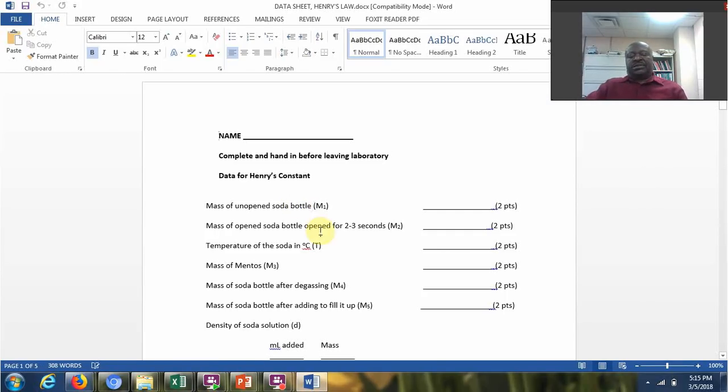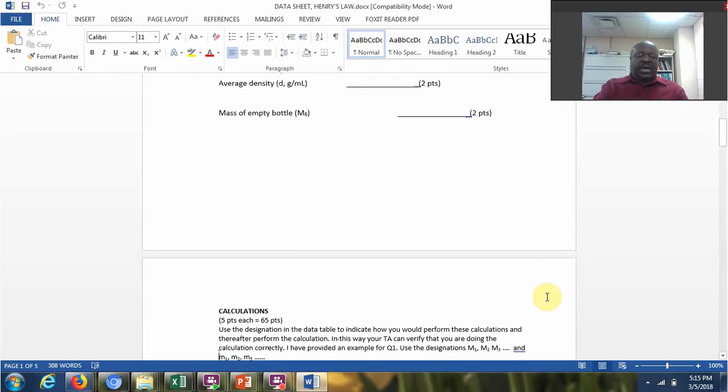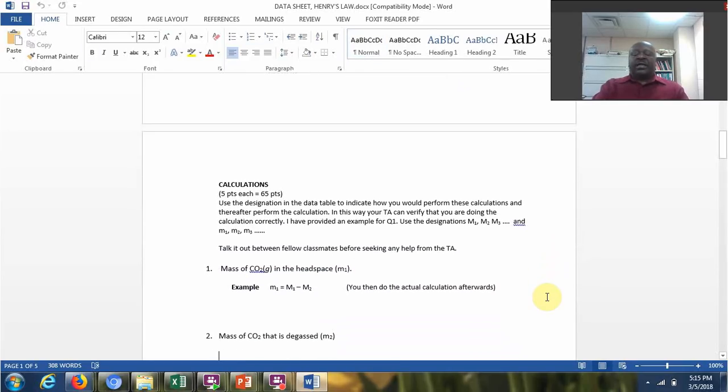Anyway, this is the data sheet. Mass of unopened can, I'm calling that capital M1, capital M2, and so on. You want to follow those designations, because when I ask you questions down here, it's easy to do the calculation, but I want to make sure we can check that you're doing it the right way. For example, if I ask you the mass of the carbon dioxide in the headspace, call it small m1, then m1 is equal to capital M1, the mass you measure first, minus M2, the mass after you let some gas out.